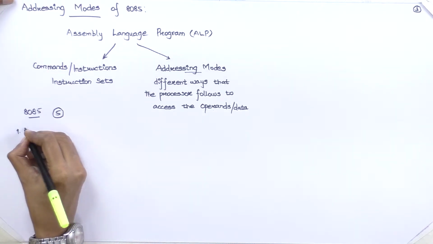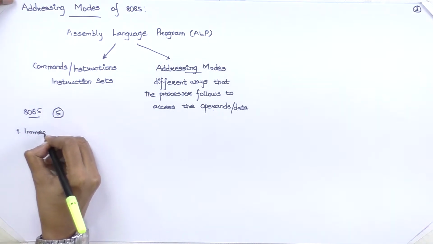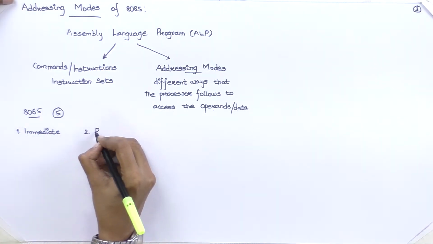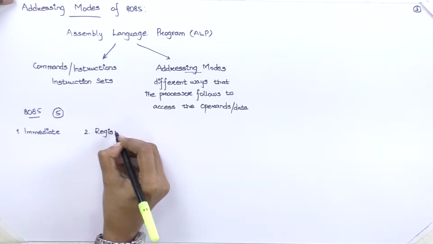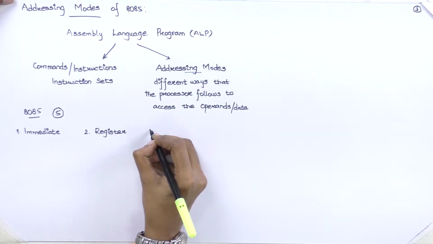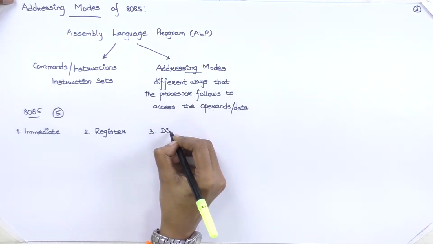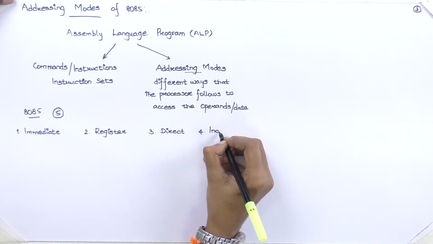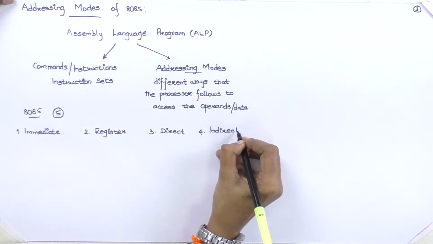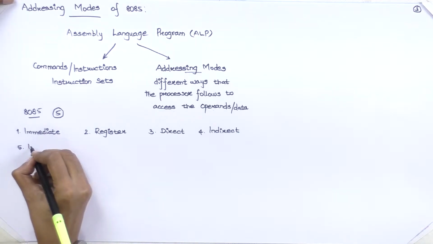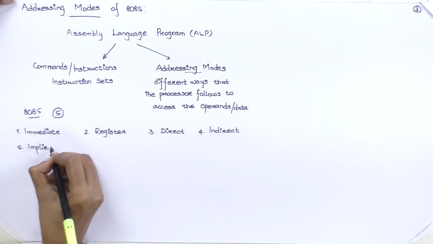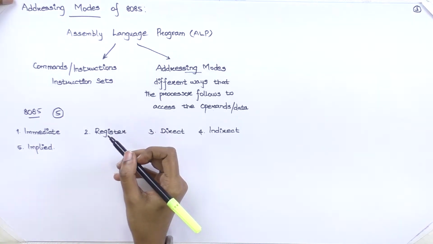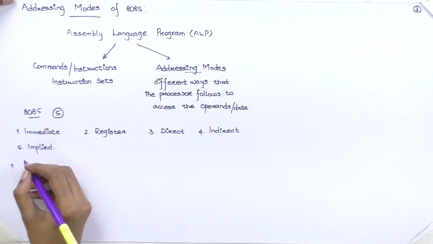The first addressing mode is immediate addressing mode. The second one is register addressing mode. The third one is direct addressing mode. The fourth one is indirect addressing mode, and the fifth one is implied addressing mode. We are going to see these 5 addressing modes in detail. First, we will see the immediate addressing mode.